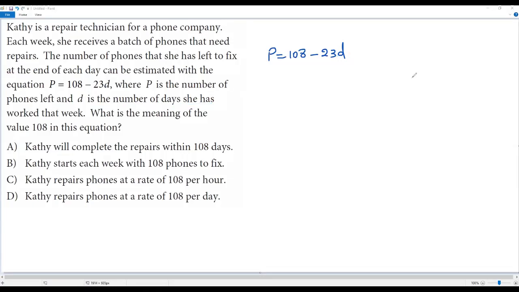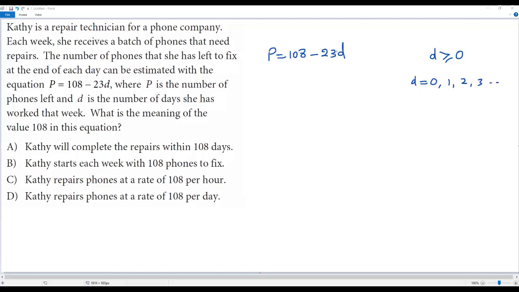Since D stands for the number of days she worked in a particular week, D cannot take negative values. Even if she has not worked for 1 day, D will be 0. She may work 1 day, or 2 days, or 3 days in that week. If D equals 0, she has not started work that week. If D equals 1, she has worked 1 day. So D has to be greater than or equal to 0, which means D can be 0, 1, 2 or 3.